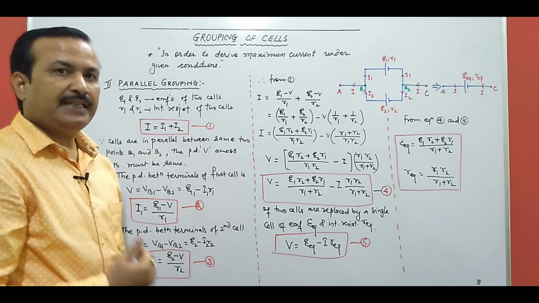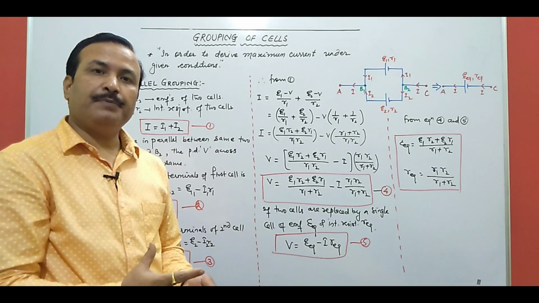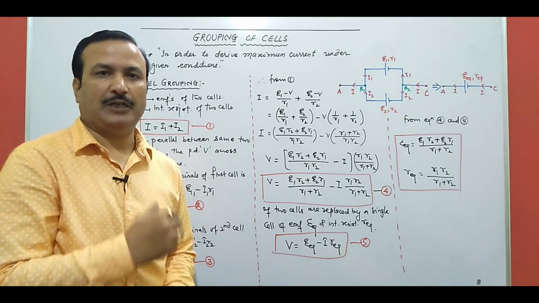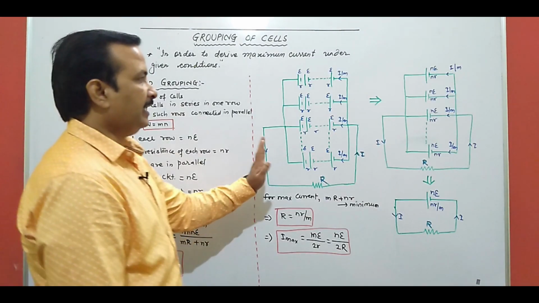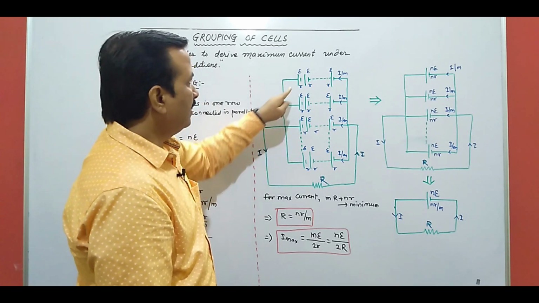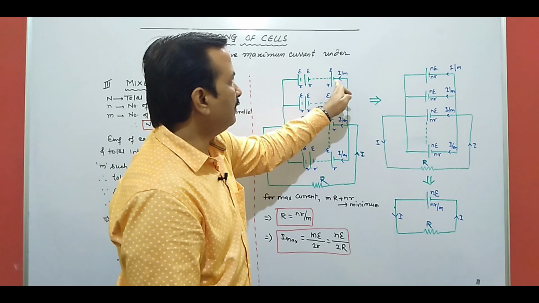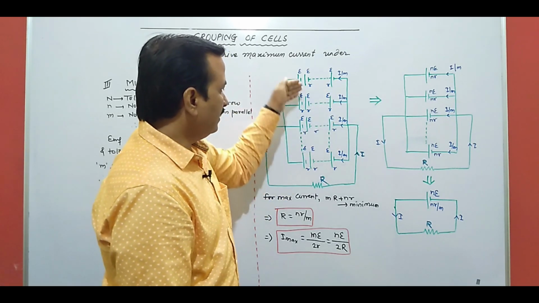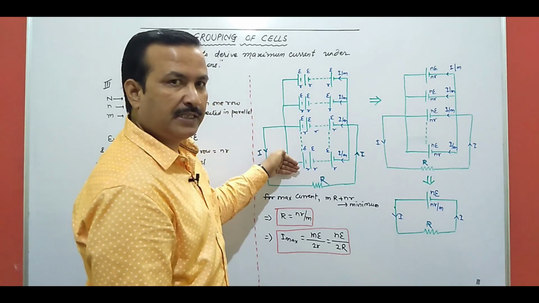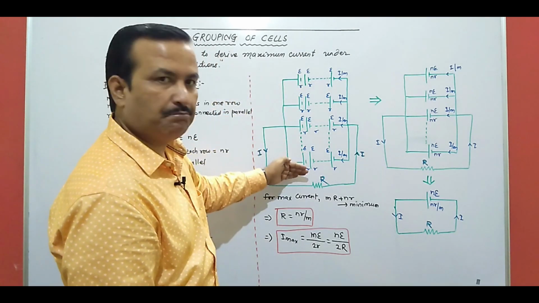Okay, now we will take the next one, mixed grouping. That is, when the series and parallel combinations are both mixed, then what happens? That we'll see. See the diagram very carefully. We have taken a number of cells. In one row you can see we have taken like this, n number of cells we can take, and then such m rows we are taking. Here we have a series combination which are then connected in parallel.